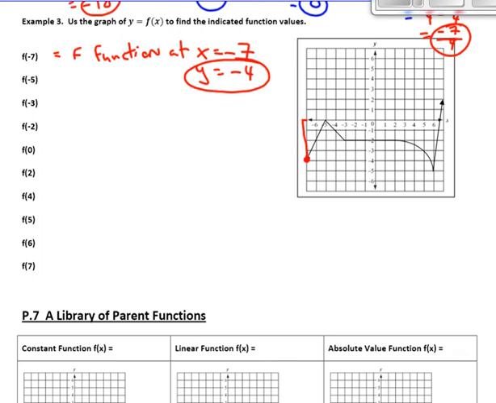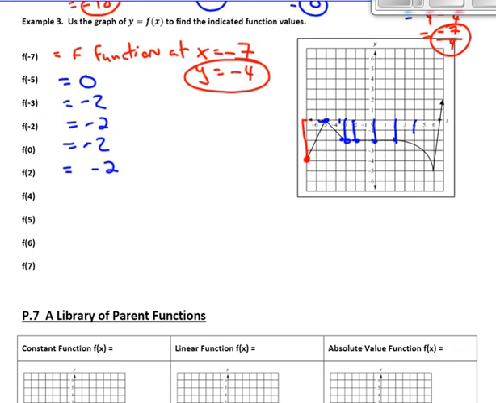So f of negative 5. Negative 5 is right here. I want to know what the y value is. The y value is equal to 0. F of negative 3. I go here and I follow down. Yeah, the point's right here at negative 2. F of negative 2. Follow that down. That's also at negative 2. F of 0. Follow that down. Look at that. At negative 2. F of 2. Follow that down. Well, since we're still on this straight line, we still have a negative 2.